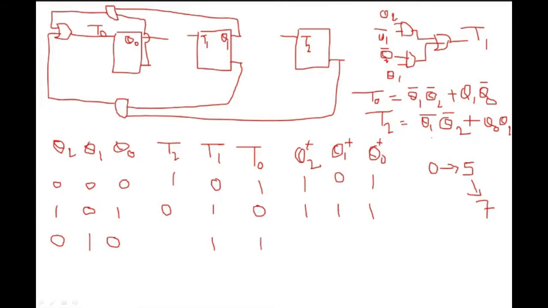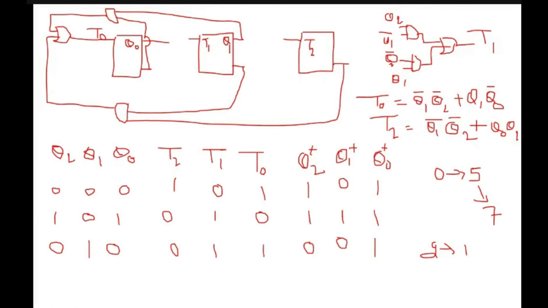T2 is Q1 bar Q2 bar plus Q0 Q1. Q1 bar is 0, so this will be 0, plus Q0 Q1, which is again 0. So your T2 will be 0. Check for the next state. T2 is 0, so no change. T1 is 1, toggle. T0 is 1, toggle. So if it is in 2, it is going to 1. This 1 is also my valid state, right?